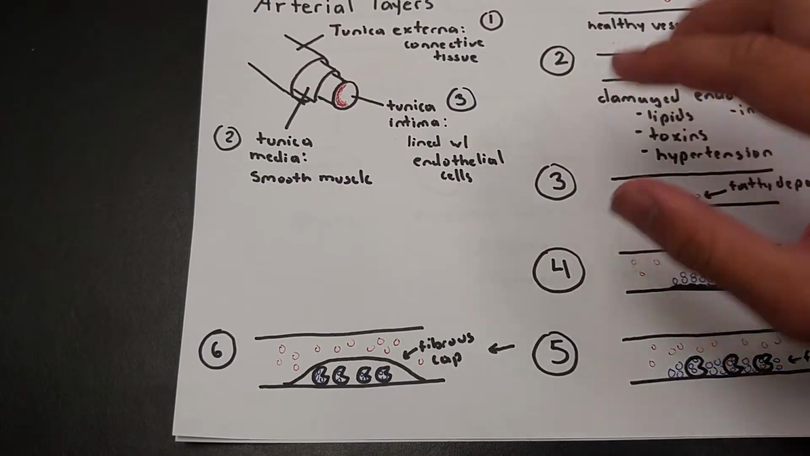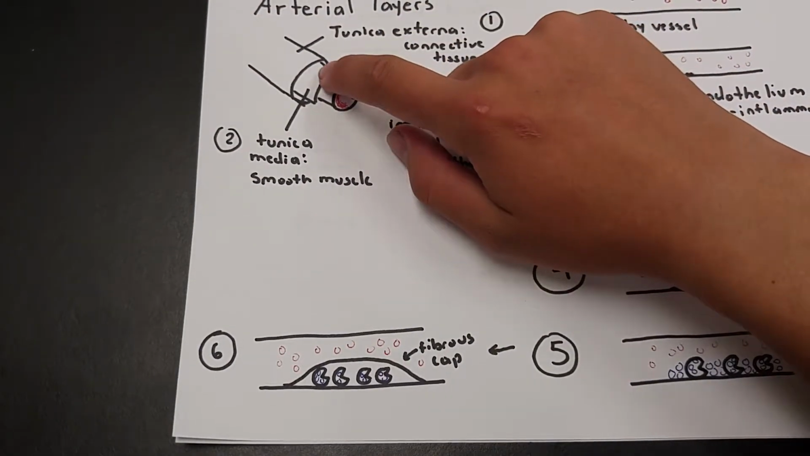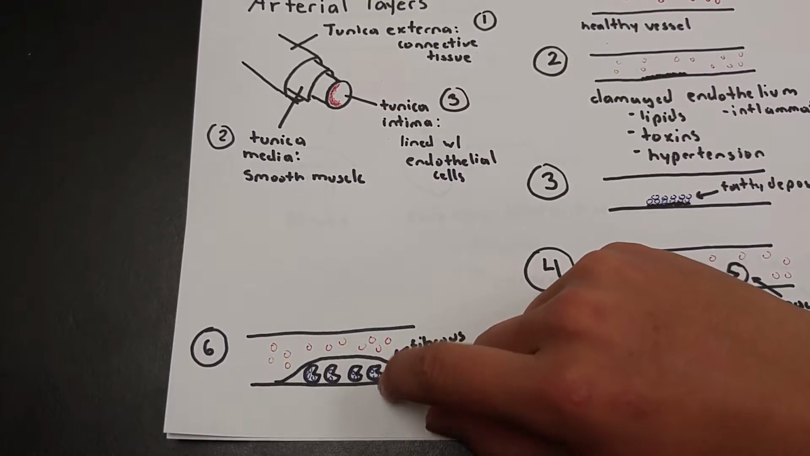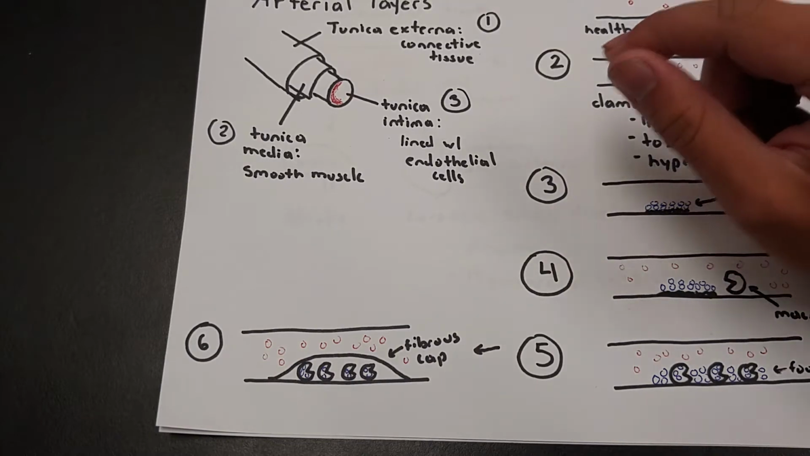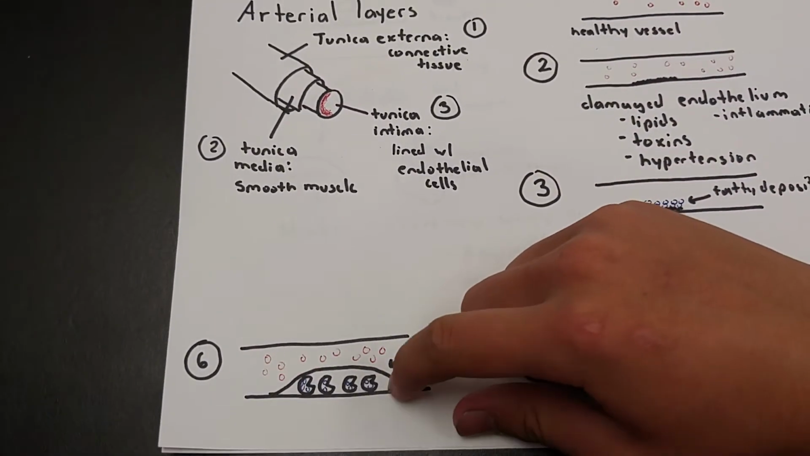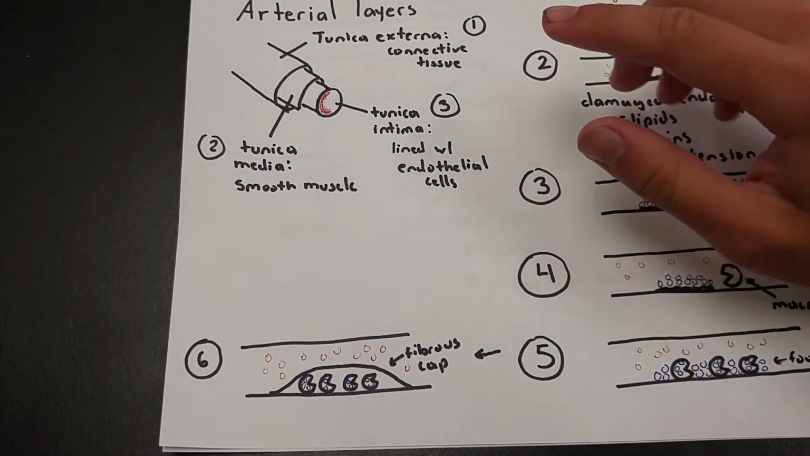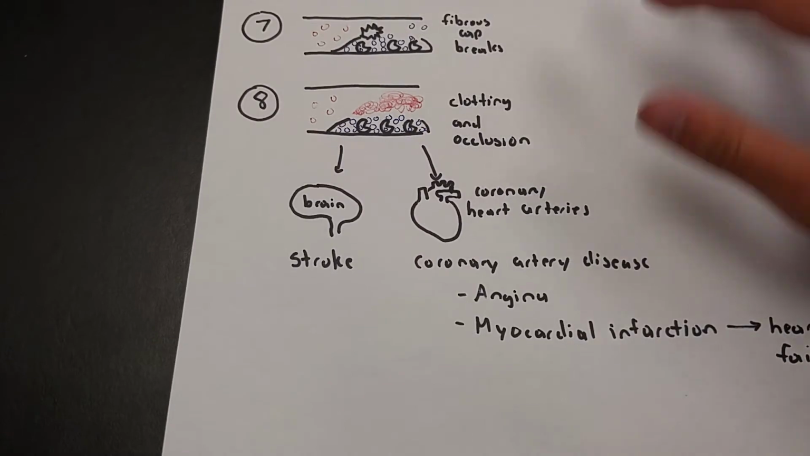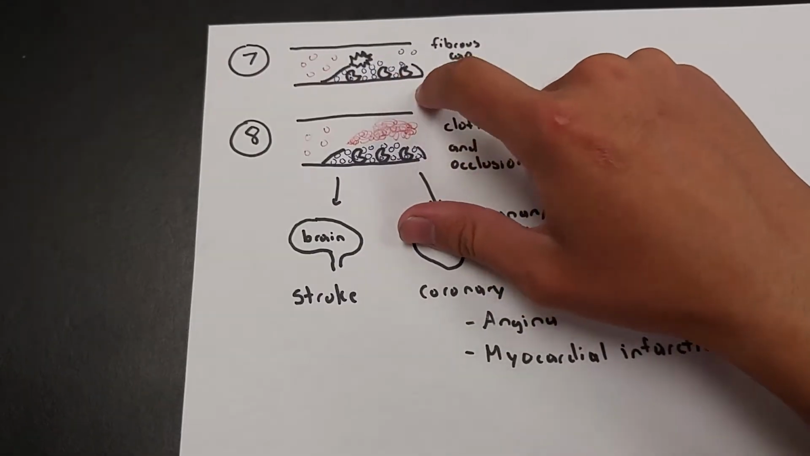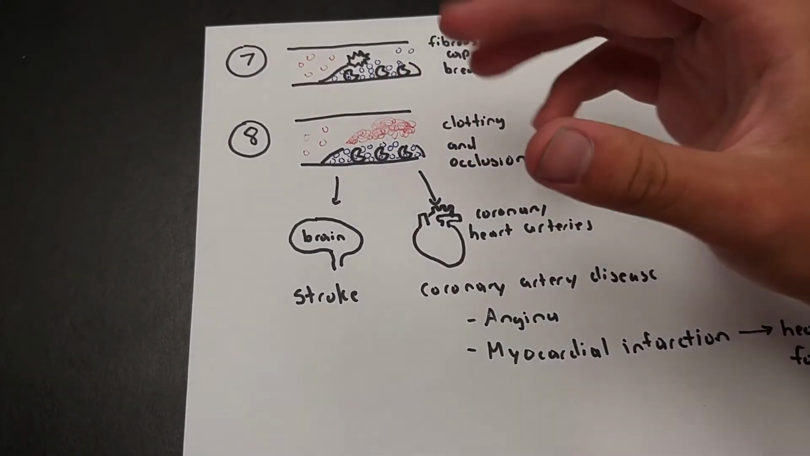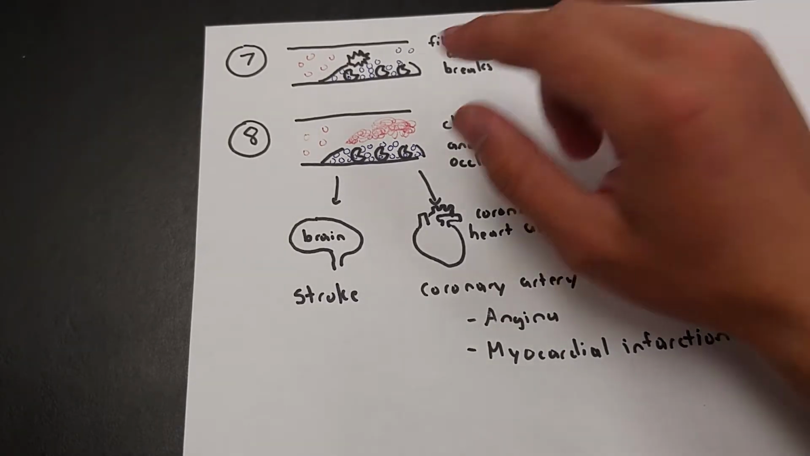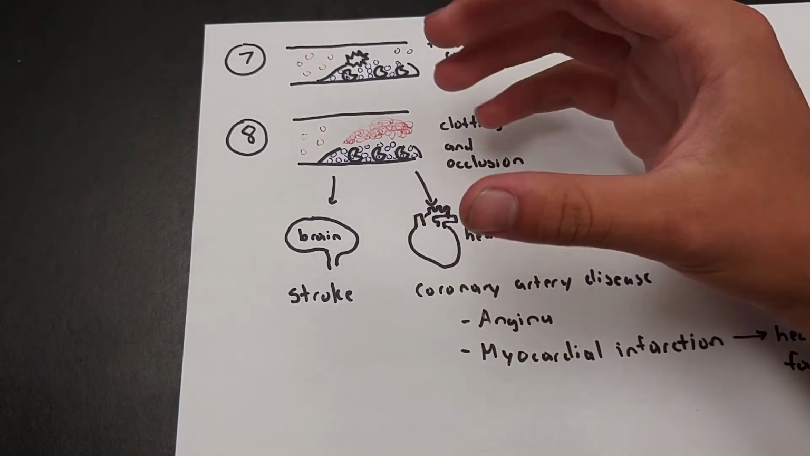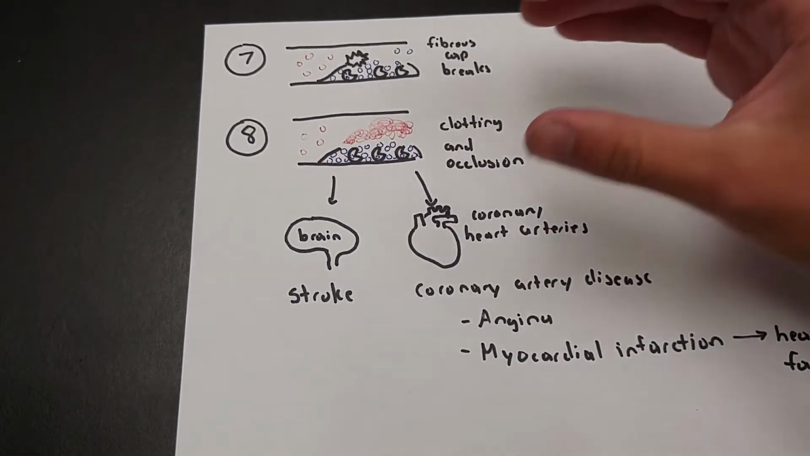So the body has smooth muscle cells from the tunica media come up into the tunica intima, right here, and create a fibrous cap. This seals that off so it can't create blood clots. What can actually happen is that the fibrous cap breaks open. If that breaks open, there's all this material that can create a blood clot, and then the blood clots, creating an occlusion, or a blockage, of the vessel.